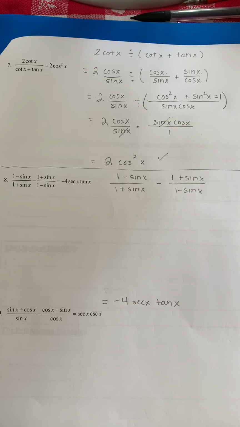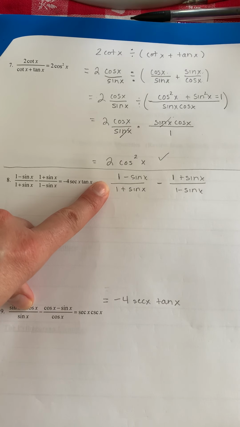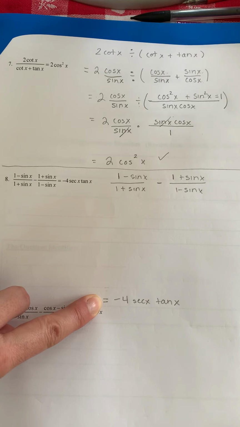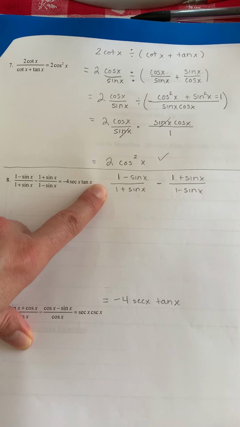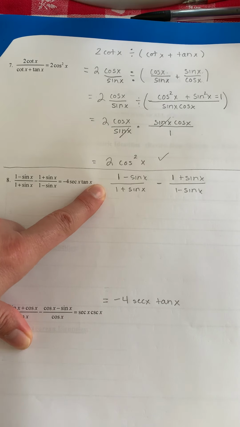We're going to be looking at example 8 in your section 3.1 notes. So this time we're going to start with a more complicated side that involves the sine, and we're going to work down to the less complicated side that involves the secant and the tangent. Okay, so one thing to start off here is to go ahead and do a common denominator.